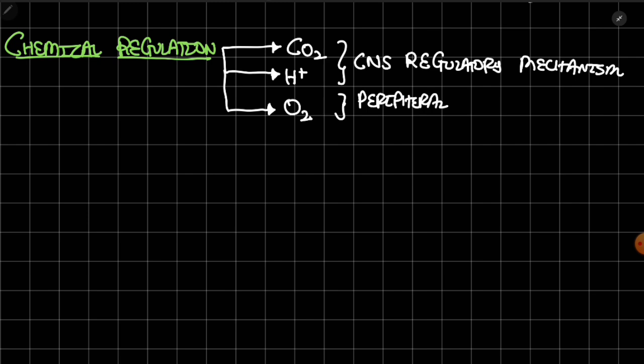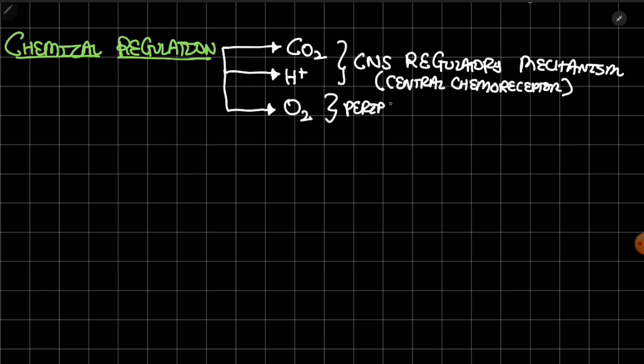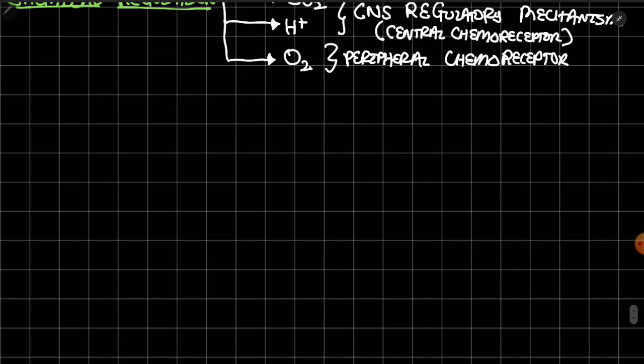Rather than saying CNS regulatory mechanism, we can also say, I will just mention it in the brackets, the central chemoreceptor. Okay, and about the O2, it is the peripheral chemoreceptor. Okay, so I will write it in a chart format.